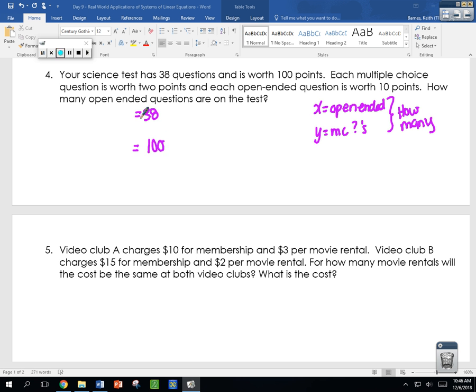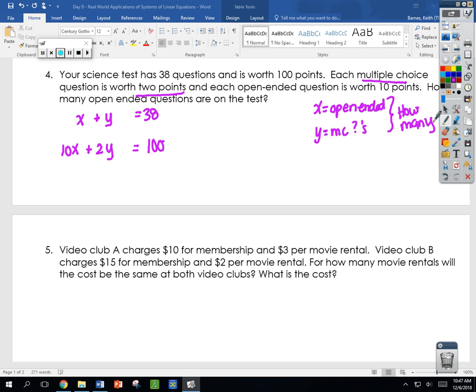Well, how did they come up with 38 questions? Well, they have open-ended, and they have multiple choice questions. And then the points come into play here, where it talks about 2 points per multiple choice. So 2 times y plus 10 points for every open-ended. 10 times x. If I was going to solve this one, I would use the elimination method because they're already lined up. And I'd have to multiply the top by something to make it equal 10x or 2y, or negative 10x or negative 2y to make that happen.